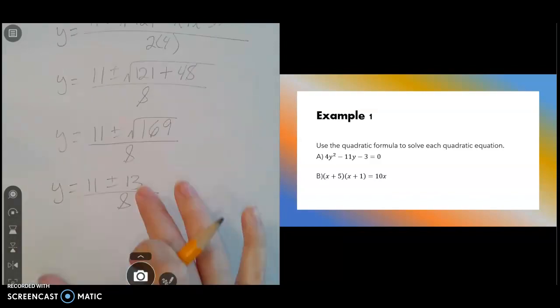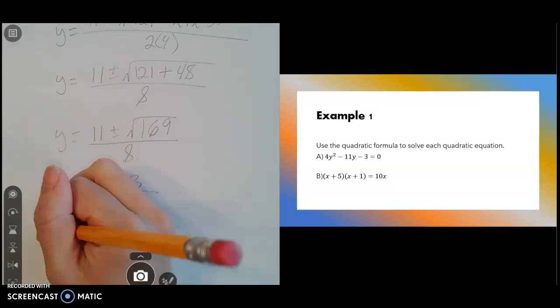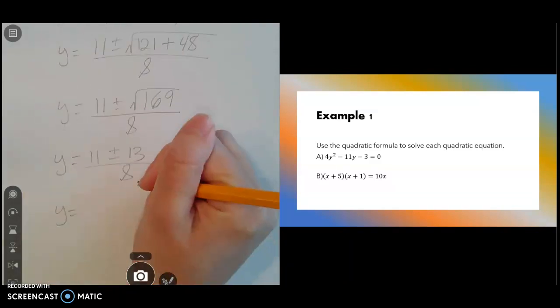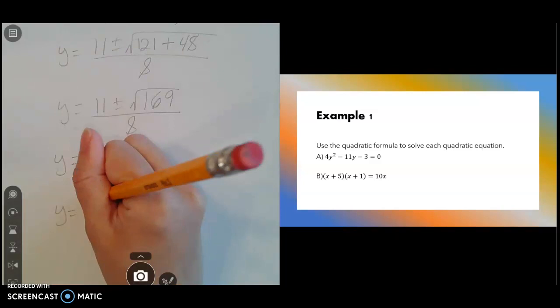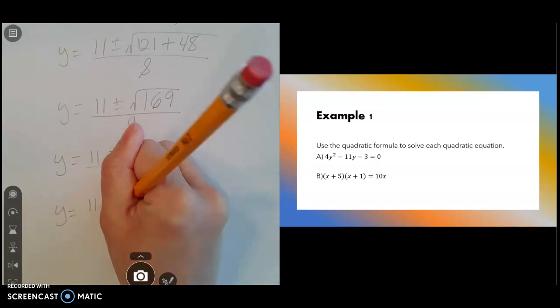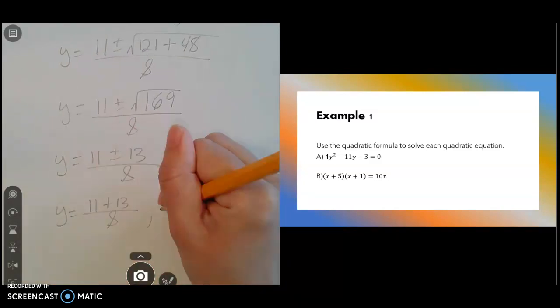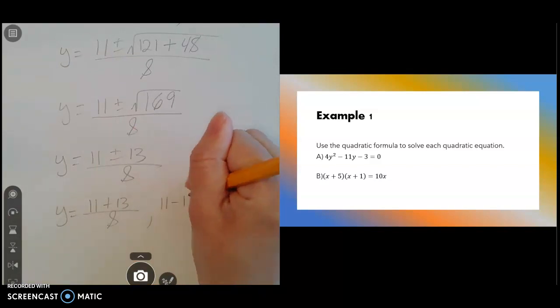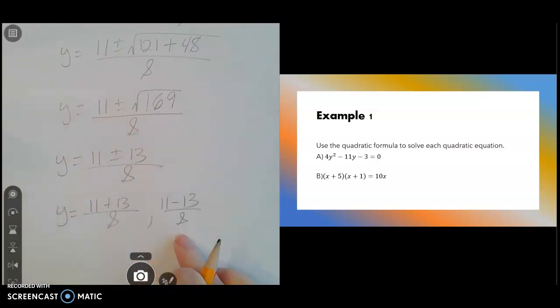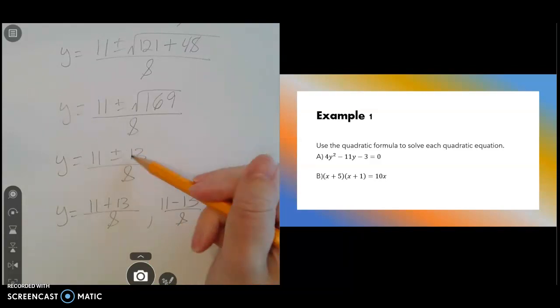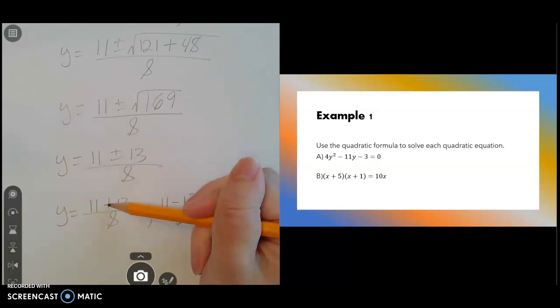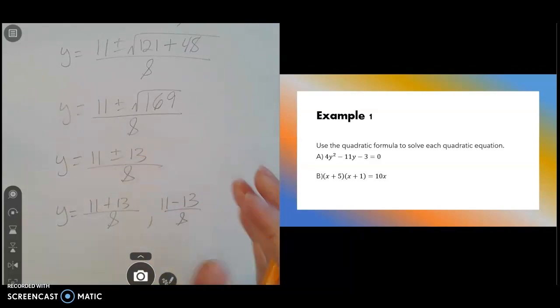And since we have a nice pretty number, we can actually separate those and get two nice pretty answers. I'm going to have 11 plus 13 over 8, or we could do 11 minus 13 over 8. And that gives us our two answer choices. The plus or minus literally means plus or minus. Okay, we can separate them out.